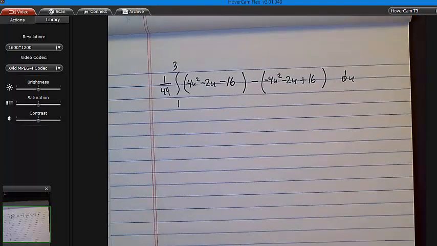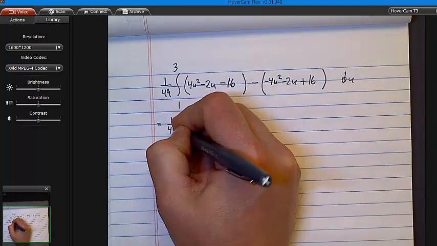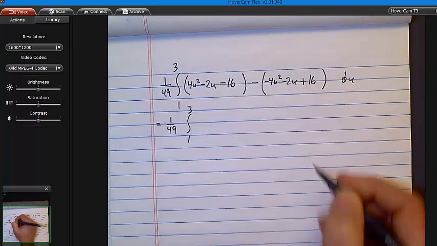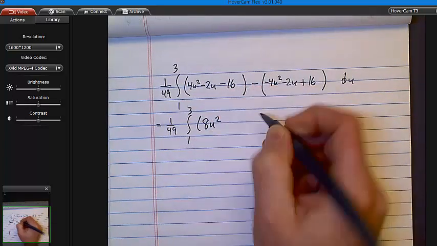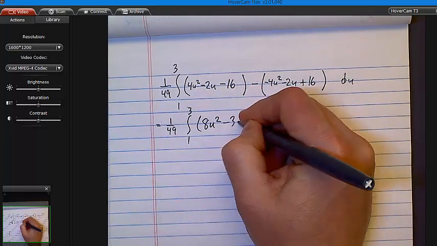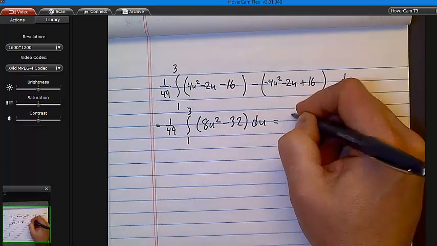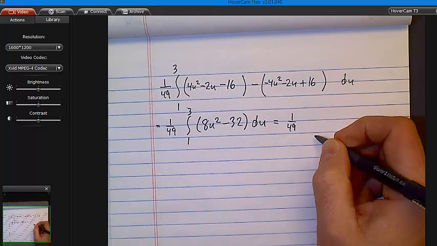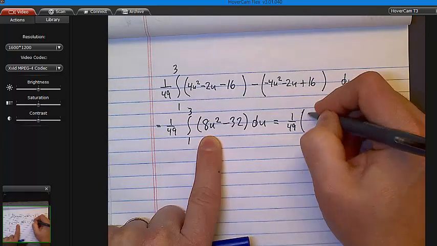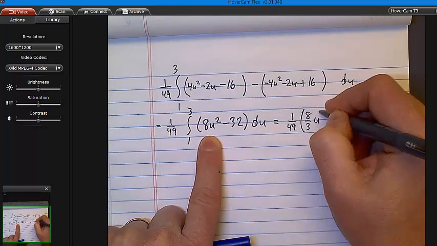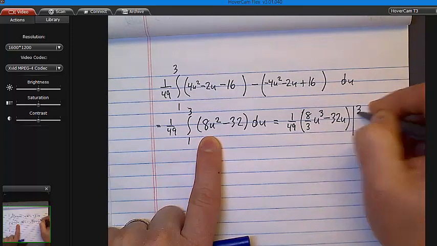How we doing, guys, okay? So this is 1 over 49, integral from 1 to 3 of what? I guess it's going to be 8u squared minus 32 du, yeah? So this is 1 over 49 times, well, when I integrate du, this is 8 thirds u cubed minus 32u. And again, I'm going from 1 to 3.